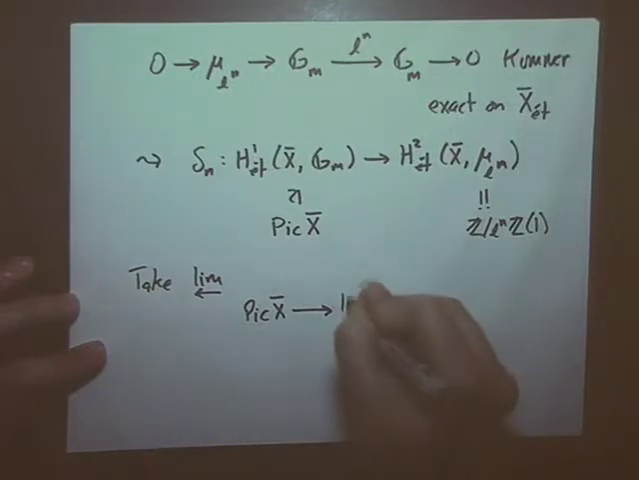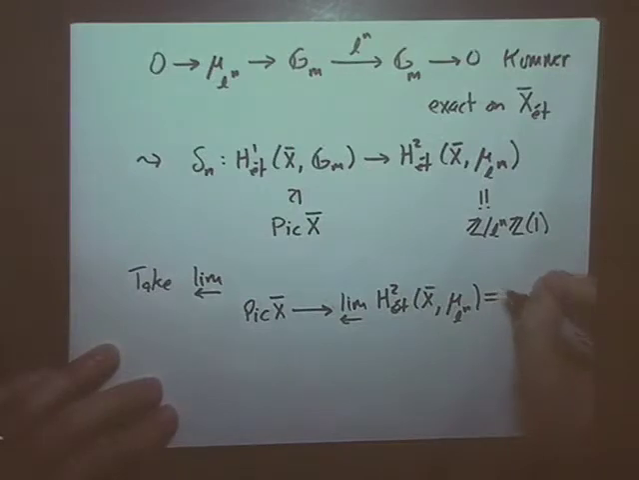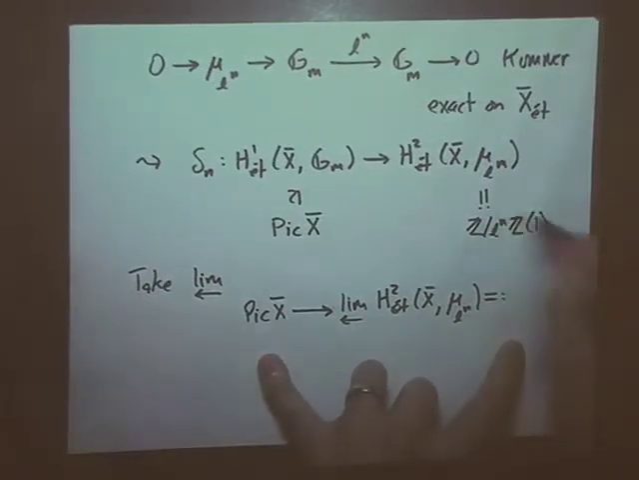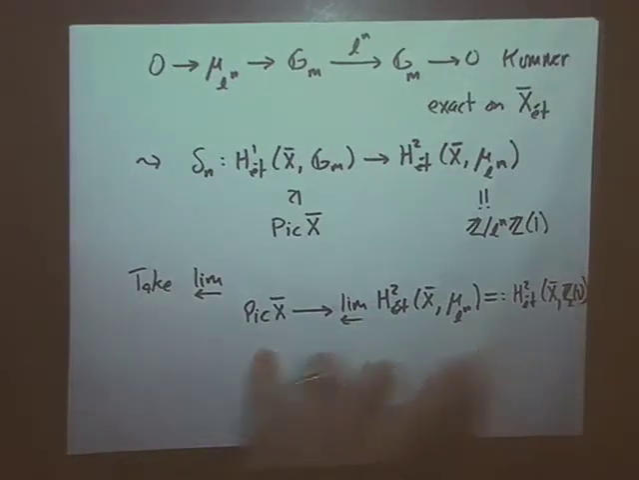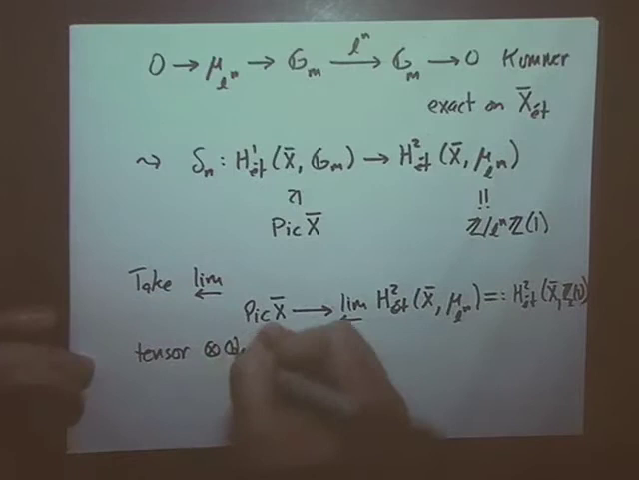And that's going to go to some inverse limit of these things. So H2 étale of X bar, μ_L^n, which, okay, so when I take the inverse limit here, I'll call this H2 étale of X bar, Z_L(1). Okay. Z_L(1). Okay. So, and then what I'll do is I'll tensor with a Q_L. Now, again, I sort of took a step back.